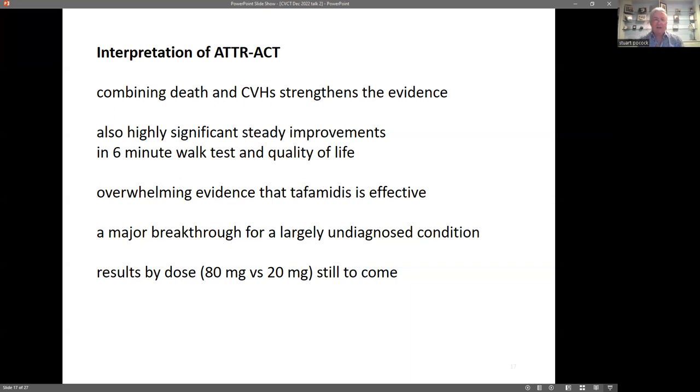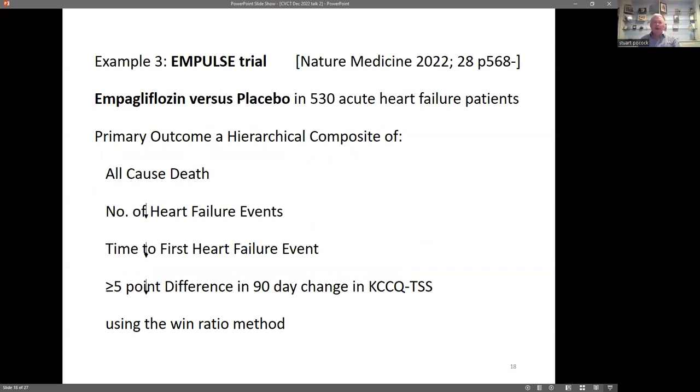Okay, next slide, please. I'll go back now to a trial called EMPULSE, published in the last 12 months in the journal Nature Medicine. It was the same drug I first introduced in my first example, empagliflozin versus placebo, in acute heart failure patients. A relatively small trial by the standards of heart failure, with 530 patients. The primary outcome was a hierarchical composite of the following.